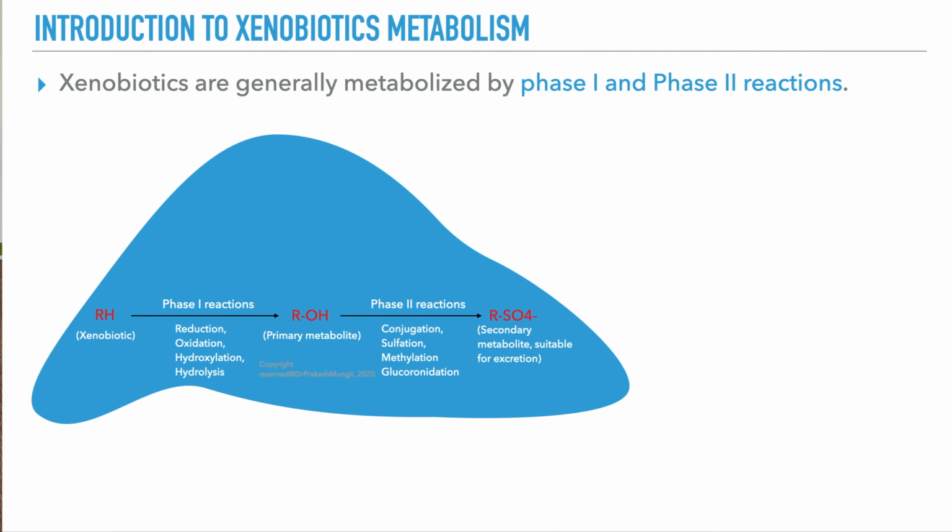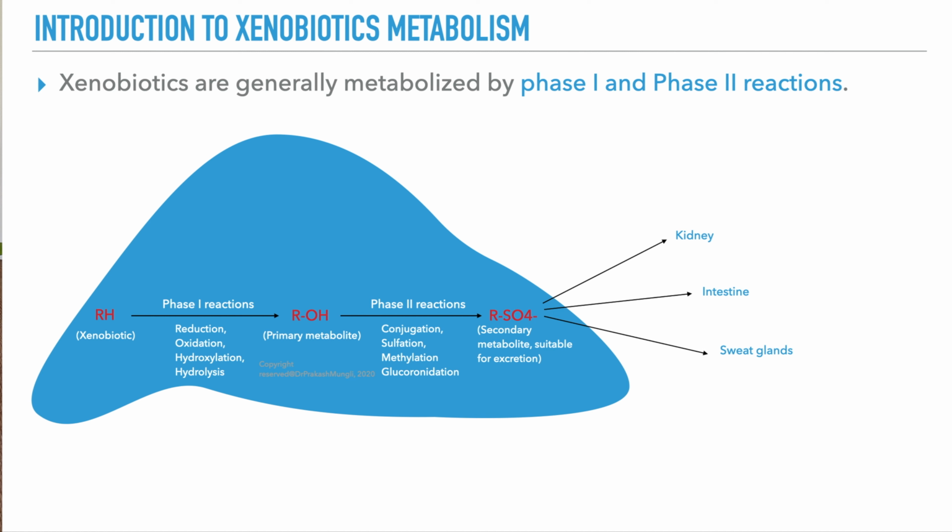With this secondary metabolite being soluble in water, it can be excreted out of our body through the kidney into the urine, or it can go out of our body through the intestine into the feces. It can also go out of our body through the sweat glands into the sweat. So, this is how xenobiotic metabolism is handled in the liver by phase 1 and phase 2 reactions.